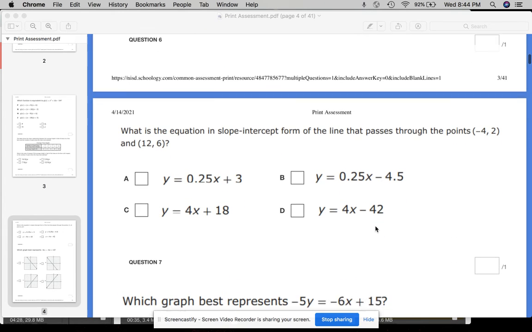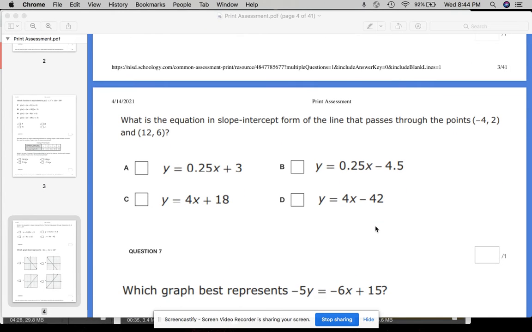Question 6. What is the equation in slope-intercept form of the line that passes through the points (negative 4, 2) and (12, 6)? A, y equals 0.25x plus 3. B, y equals 0.25x minus 45. C, y equals 4x plus 18. D, y equals 4x minus 42.